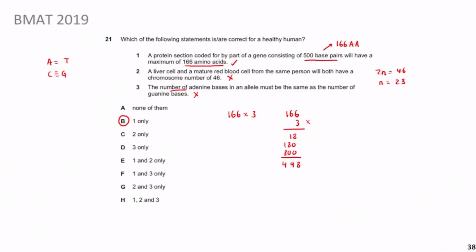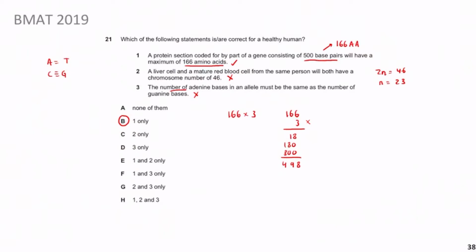Okay, guys, so in the previous question, BMAT 2019, question 21, we looked at some of the essential elements of DNA: the idea that it's a triplet code and the idea of base pairing, and just how DNA works in general.